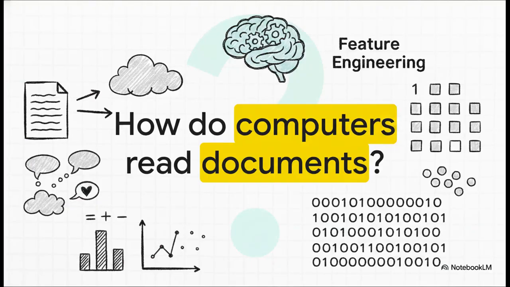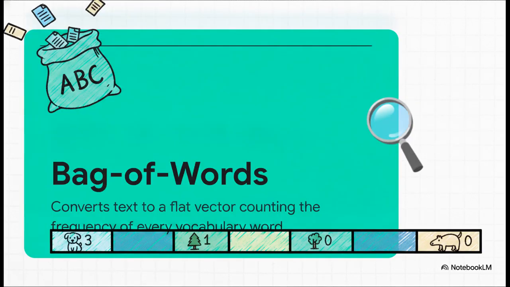Here's a wild thought. Computers are completely blind to text. I mean, they have zero idea what a word even is until we engineer a way for them to read. So we have to ask ourselves, how do we mathematically represent the tone, the sentiment, and the core subject of a written paragraph using nothing but numbers? Well, the simplest translation is what we call a bag of words approach.